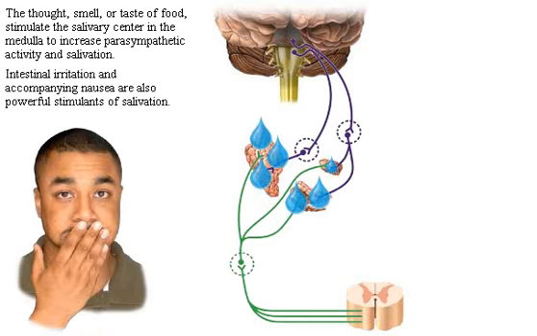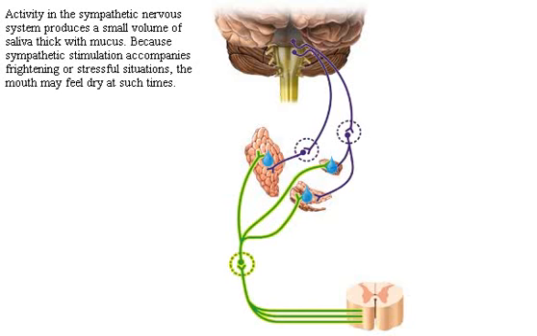Fear, fatigue, sleep, and dehydration all inhibit salivation. Click the sympathetic fibers arising from T1, T2, and T3 of the spinal cord. Activity in the sympathetic nervous system produces a small volume of saliva that is thick with mucus. Because sympathetic stimulation accompanies frightening or stressful situations, the mouth may feel dry at such times.